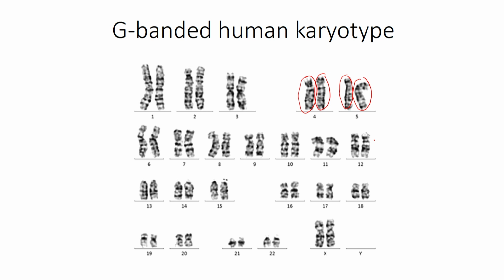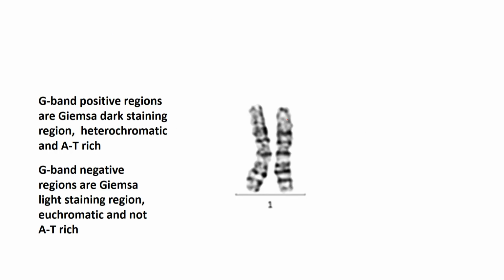Now, we are seeing these bands. Is there some kind of nomenclature that one should follow? That is what we will be talking about today. I had shown in my last class that these are the G-banded chromosomes, and here these are the dark bands, and these are the light regions.